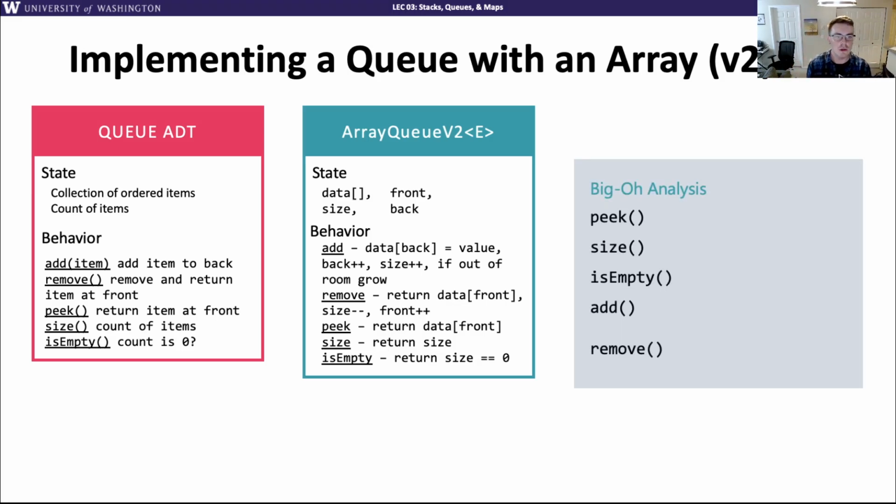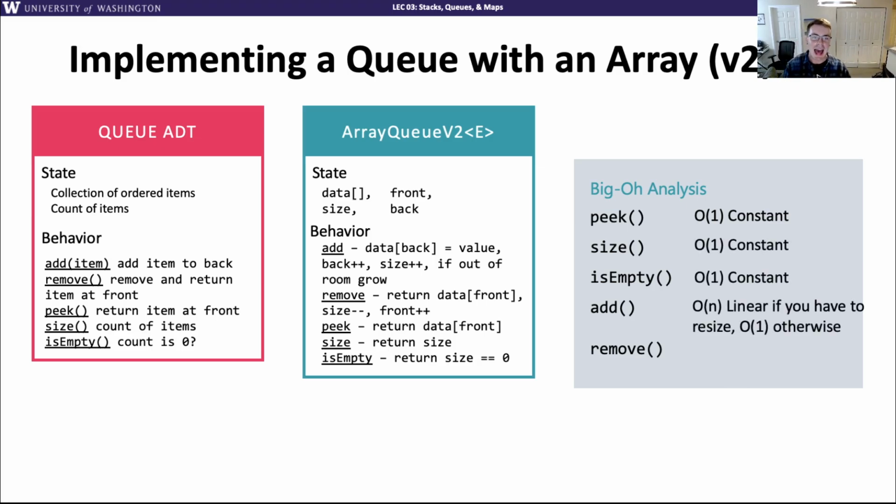And I kind of already alluded to this when thinking about, well, what's the runtime of these things? Peek is going to be constant time because you could just look at index front. Size and isEmpty are still constant. Add is still linear if you have to resize, and still O(1) if you don't, which is going to be most of the time. But again, we have this dual case here. But then remove is going to be constant because we just have to update the front. So very, very clever implementation of this.